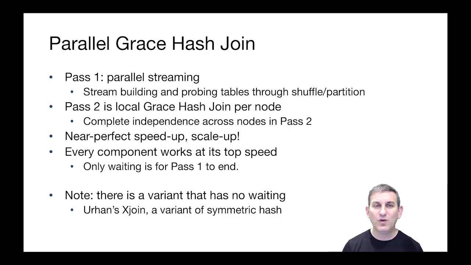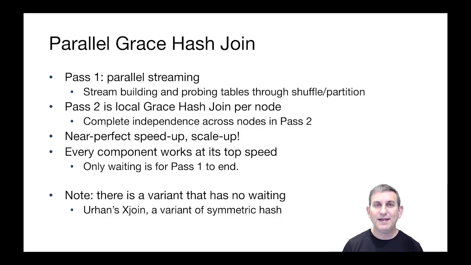So to summarize, pass 1 of parallel Grace hash join is parallel streaming. We're streaming the building and probing tables through shuffle and partition, and we're making good use of all of our hardware resources, CPUs, disks, and network buffers. We're doing that all in parallel with great utilization, so it should scale up and speed up perfectly. Pass 2 is simple local Grace hash join, complete independence. There's no need for these machines to even talk in Pass 2. So again, we should get great utilization out of each machine and get great speed up and scale up in Pass 2. So the whole business should be near perfect with speed up and scale up, every component working at its top speed.